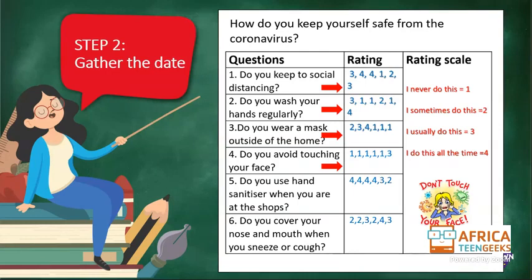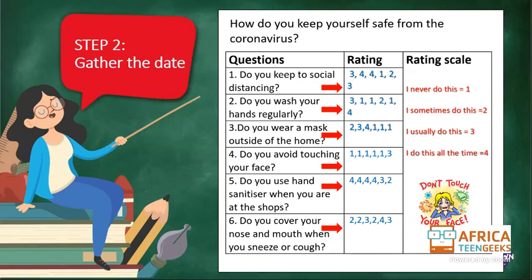8, good. Do you use hand sanitizer when you're at the shops? What answer do you get? 21. And the last one, do you cover your nose and mouth when you sneeze or cough? 16. Good, well done. So there, I've done my questionnaire. I've made the questions. I've asked 6 people.